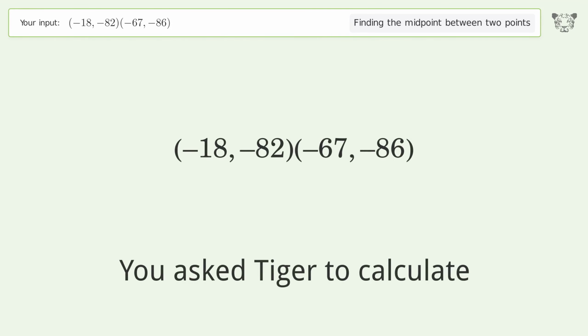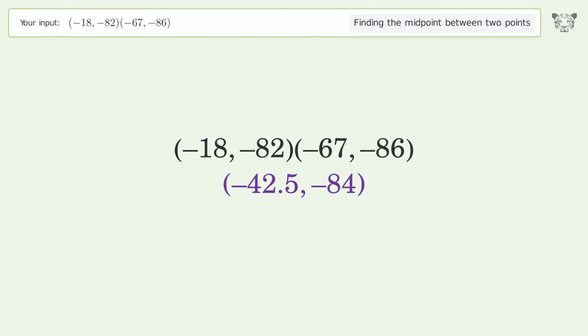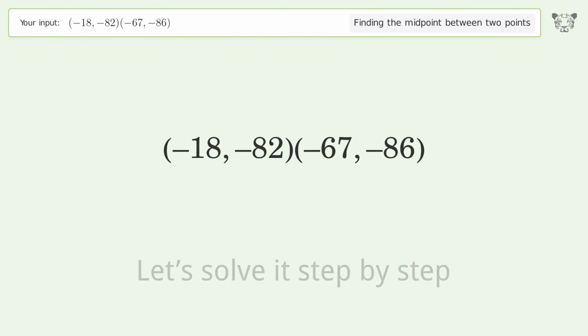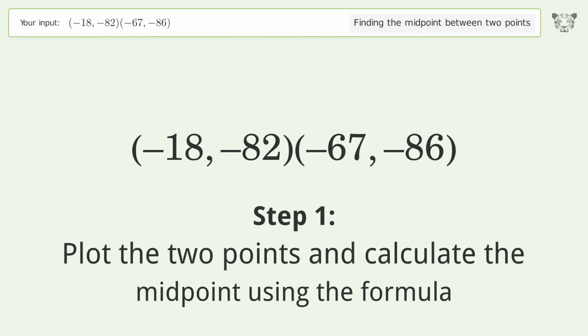You ask Tiger to calculate. This deals with finding the midpoint between 2 points. The midpoint between the 2 points is -42.5, -84. Let's solve it step by step. Plot the 2 points and calculate the midpoint using the formula.